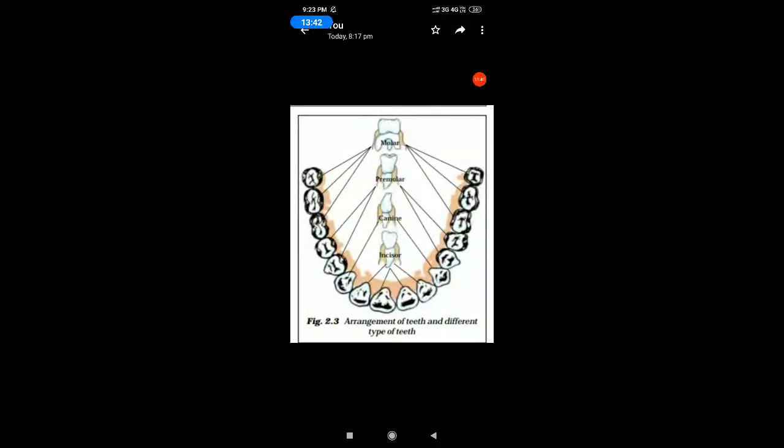See the diagram of different types of teeth. There are 4 types of teeth: incisors, canines, premolars and molars. There are 4 different types of teeth in our buccal cavity. Now I will explain them one by one.